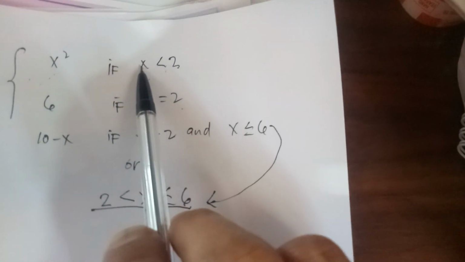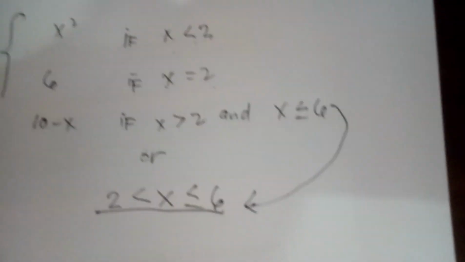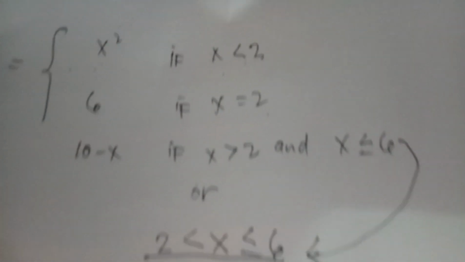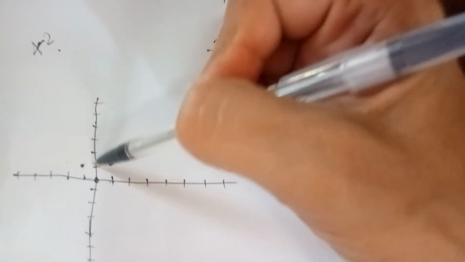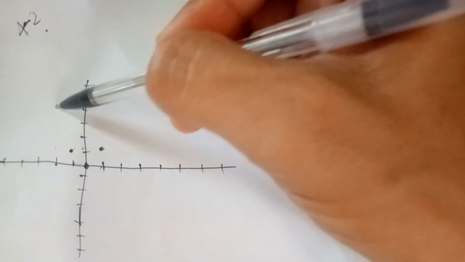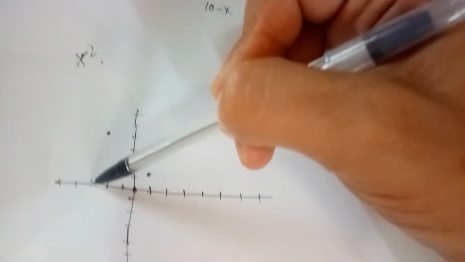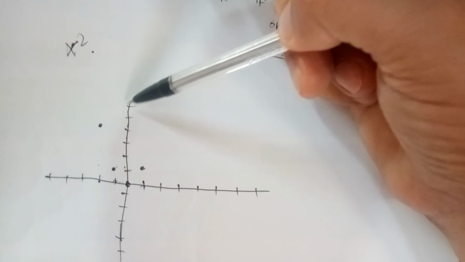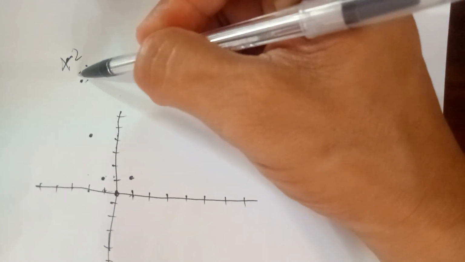Another one, negative 2. What is negative 2 squared? Isn't it positive 4? 1, 2, 3, 4. Another one, negative 3. Negative 3 squared is 9. So 1, 2, 3, negative 3, and where is 9? 1, 2, 3, 4, 5, 6, 7, 8, 9. It is here. So therefore, the graph goes like this.